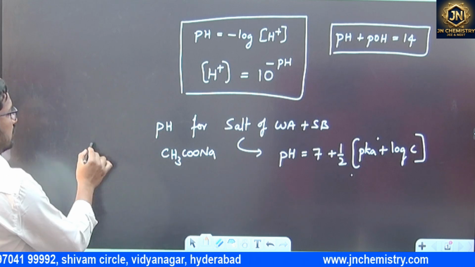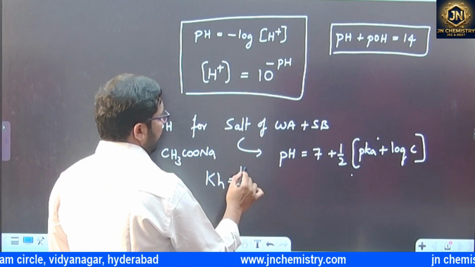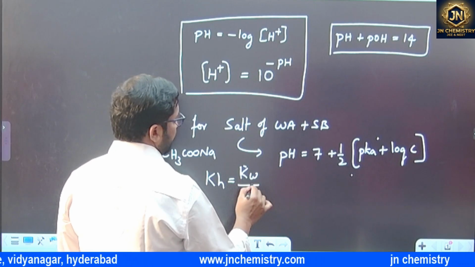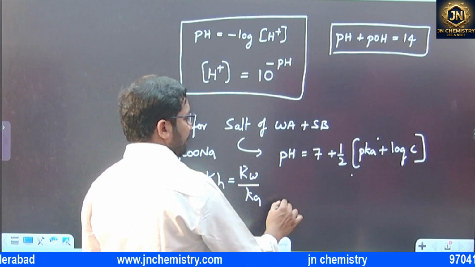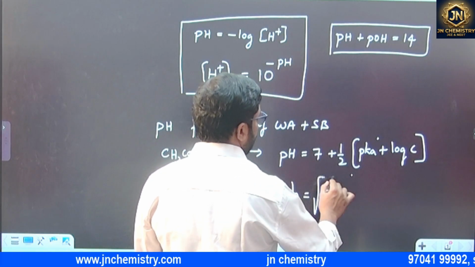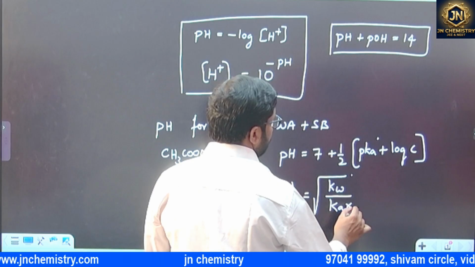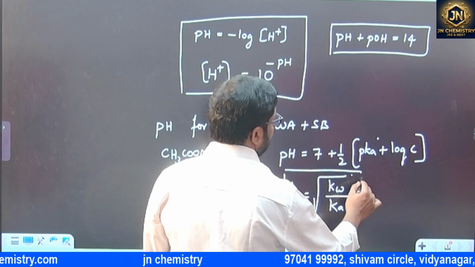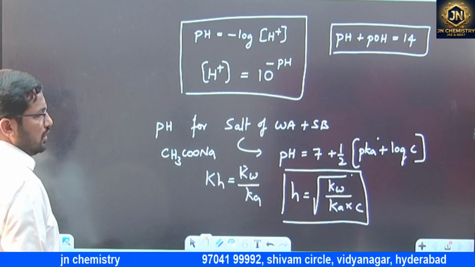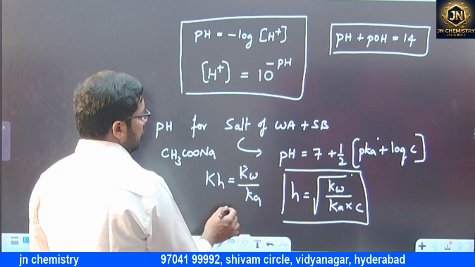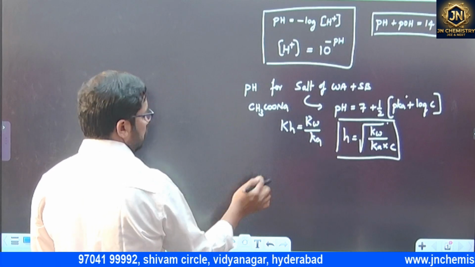Kh value for this one, no? Kh is Kw by Ka. What is H? Under root of Kw by Ka into C. Right? For weak acids, so this is what? Salt of weak acid, strong base.